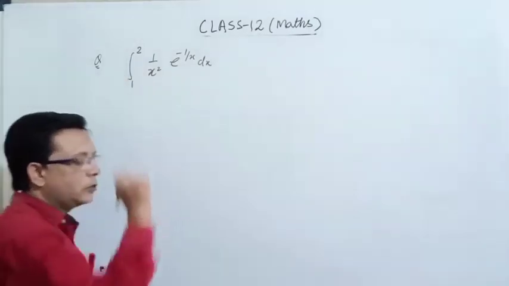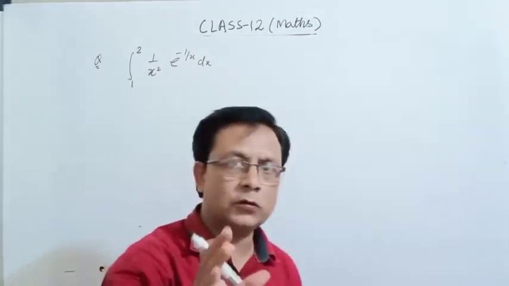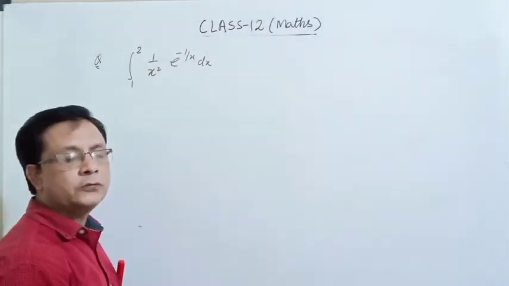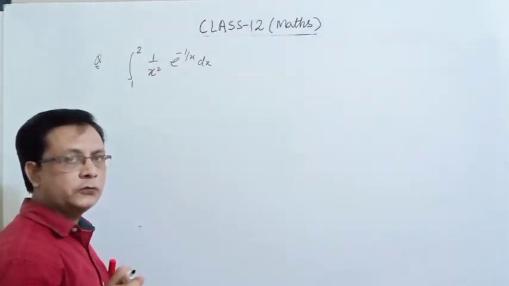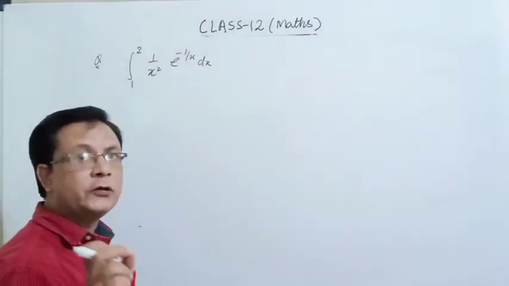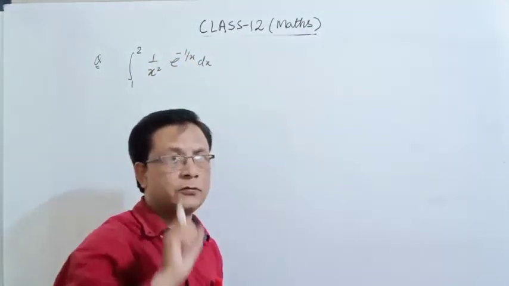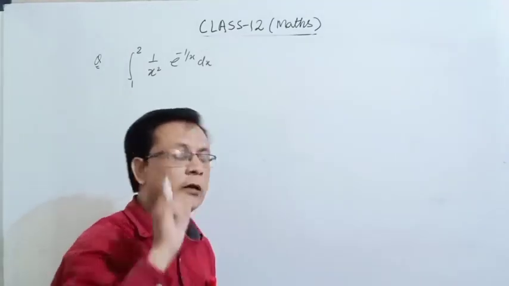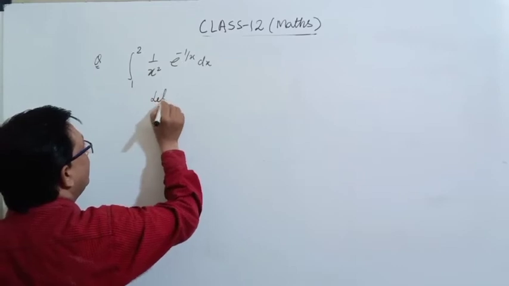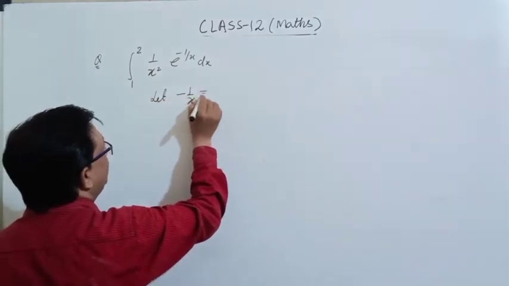Student, this is another question of substitution. We know there is no function of e to power minus 1 upon x. We know e to power x. So in place of minus 1 upon x, we need e to power x or e to power minus x. So here we do substitution. We let minus 1 upon x is equal to t.